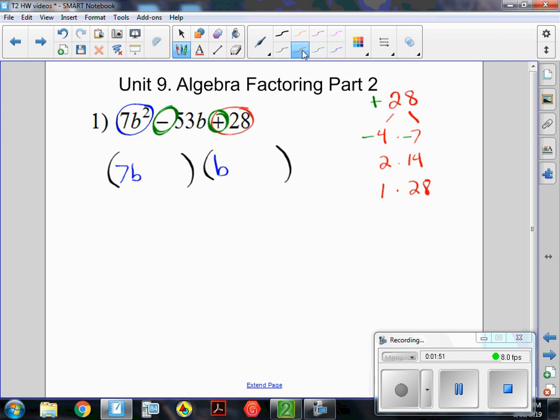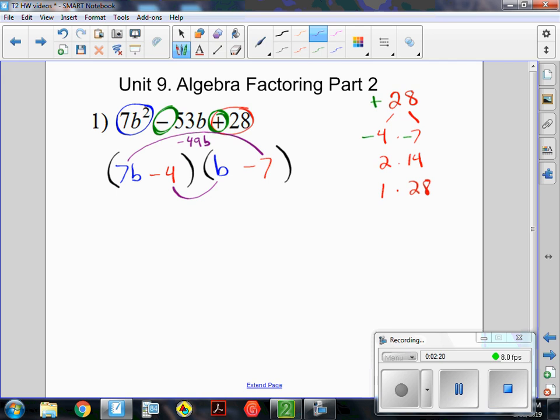I'm going to try -4 and -7 first and see what happens. We know that the two blue numbers will multiply to give me 7b squared, and the two red numbers will multiply to give me 28. And so when we distribute, the other thing that was done is we would do the outside numbers and we would do the inside numbers, and we would combine those. So 7b times -7 is -49b.